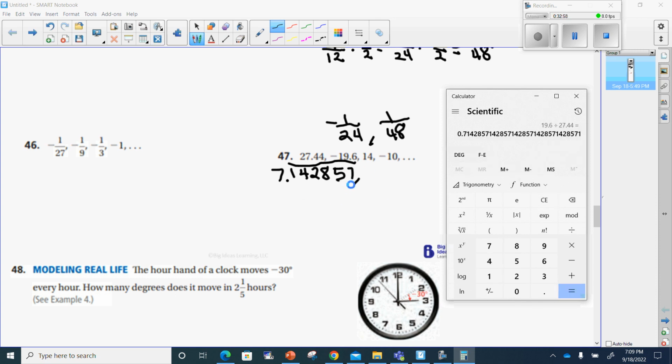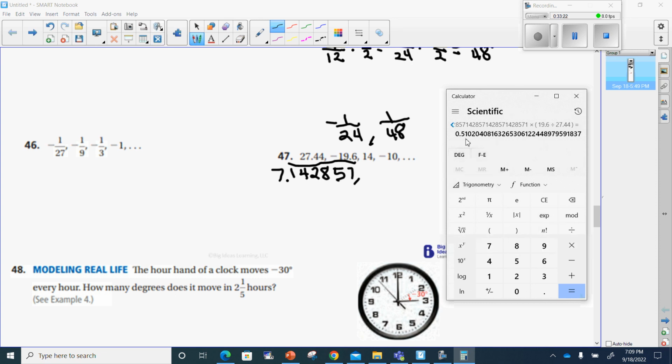Once I got that answer, that was the next answer. I'm going to have to multiply that and then put in parentheses 19.6 divided by 27.44. Then put my parentheses and then press equal. There we go. It should have been a smaller number.